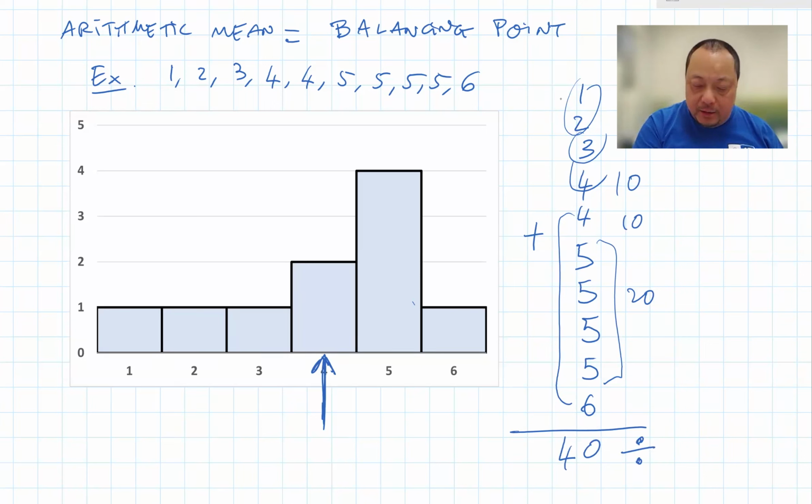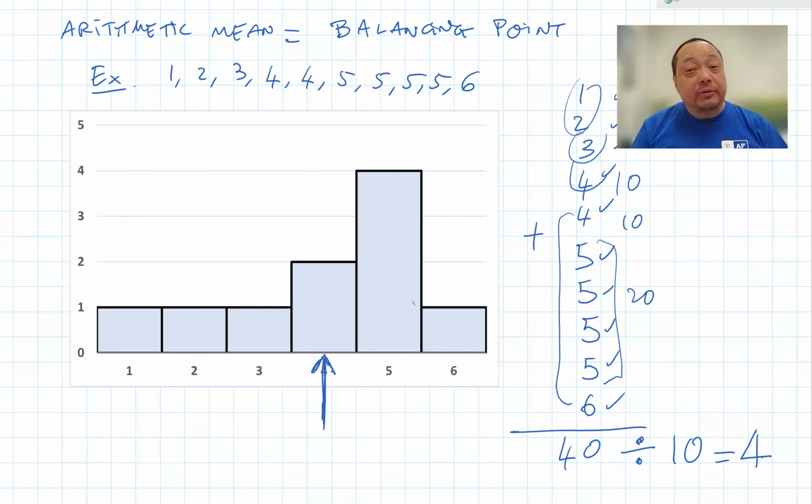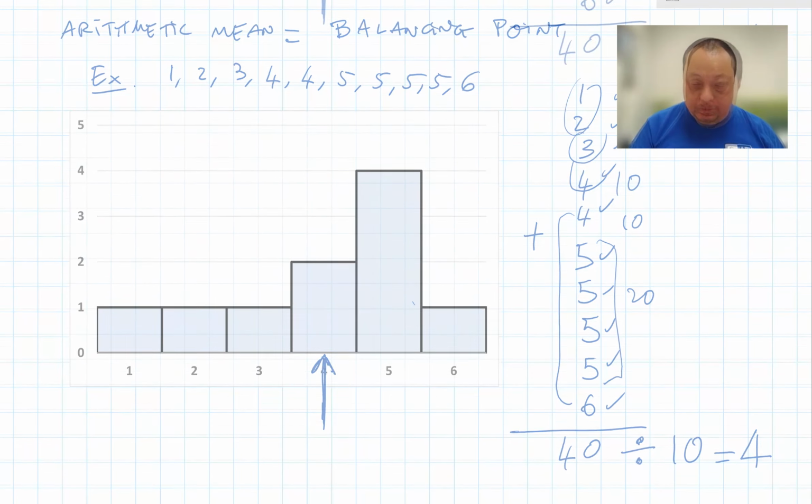40 divided by 1, 2, 3, 4, 5, 6, 7, 8, 9, 10 equals 4. Yeah, sure enough, the arithmetic mean or the average is 4, and it is right at the balancing point. So that's one very important real-life application of the average. The average allows us to find balancing points. And it's true for larger objects also.